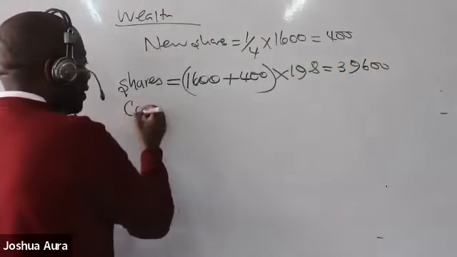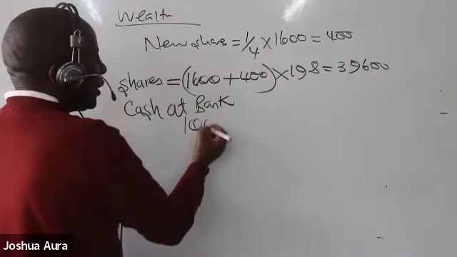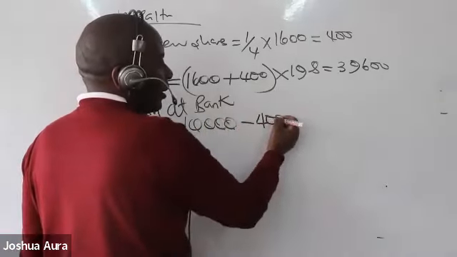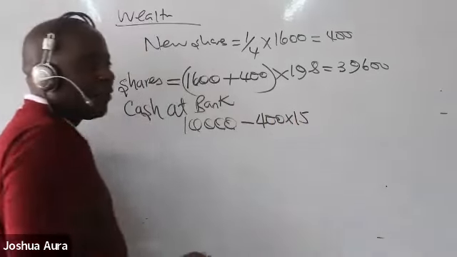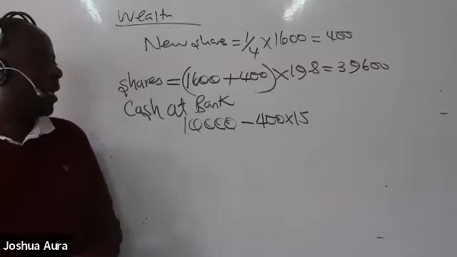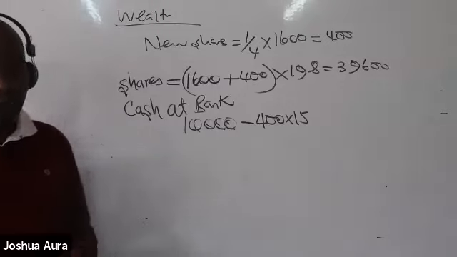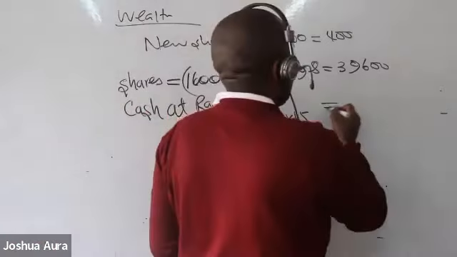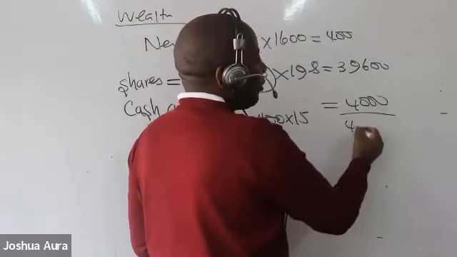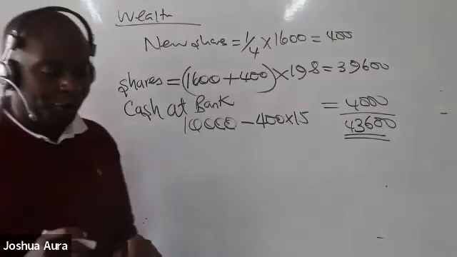From there, we give him cash at bank, isn't it? So cash at bank, he began with 10,000, but remember, he has bought 400 shares, and each share cost him 15. So cash at bank in this particular case will be 4,000. If you add, how much are you getting here? 43,600. Thank you very much. That's number one.